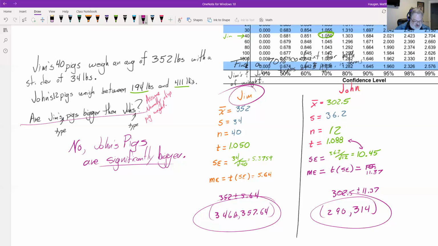Jim's pigs are a different type of pig than John's pigs to a statistically significant degree, because they don't overlap. Jim's pigs are significantly bigger, right? Significantly bigger. Oh, I wrote John, didn't I? Okay, Jim. Oh, so are Jim's pigs bigger? Yes, Jim's pigs are bigger. I just switched the names completely in my head.